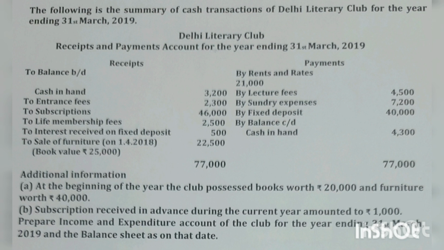The advance subscription is the current year liability. Finally, they have asked us to prepare the income and expenditure account of the club for the year ending 31st March 2019 and the balance sheet as on the date. Further, here we have to understand one thing.